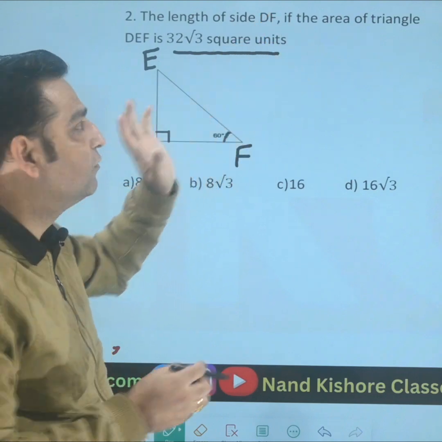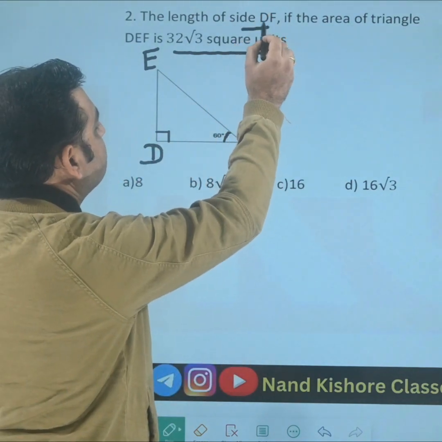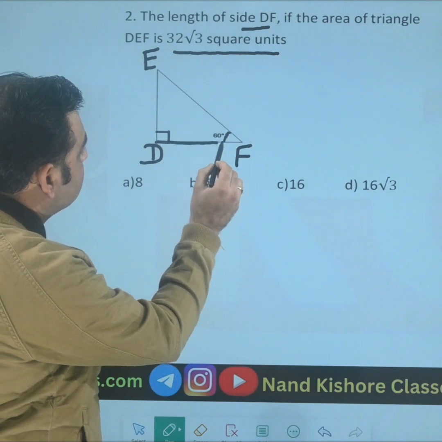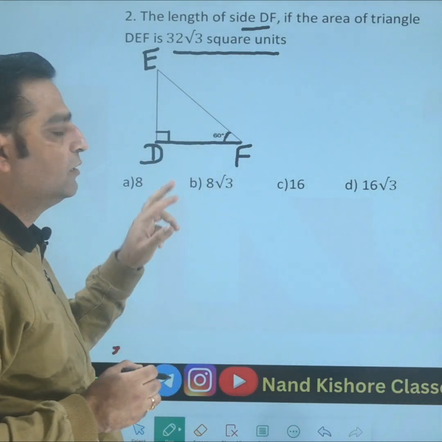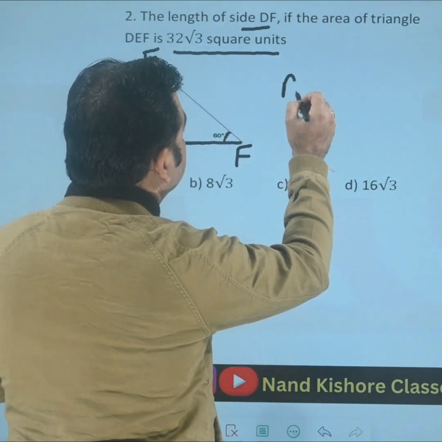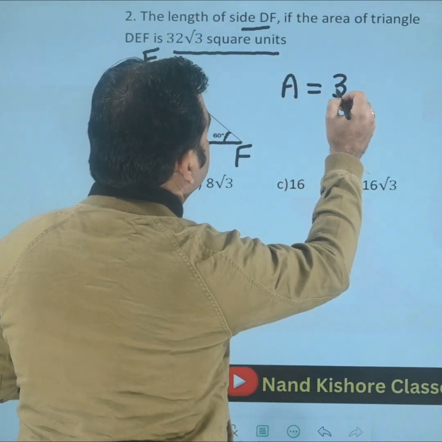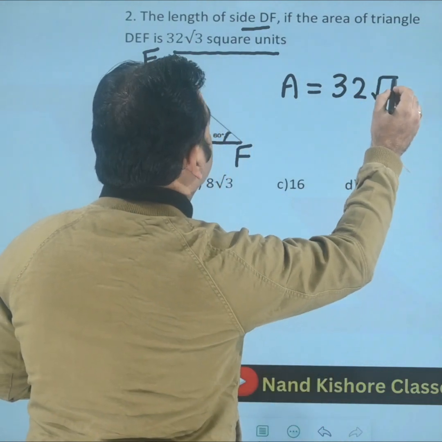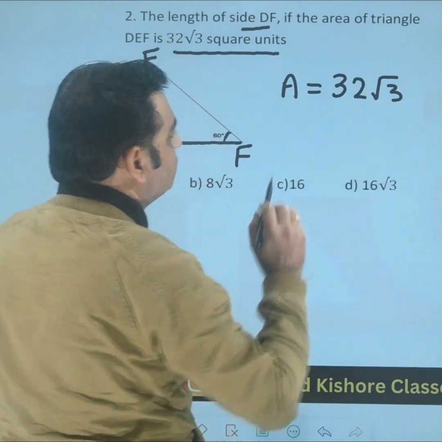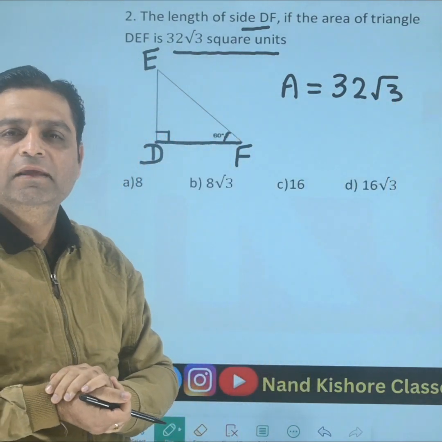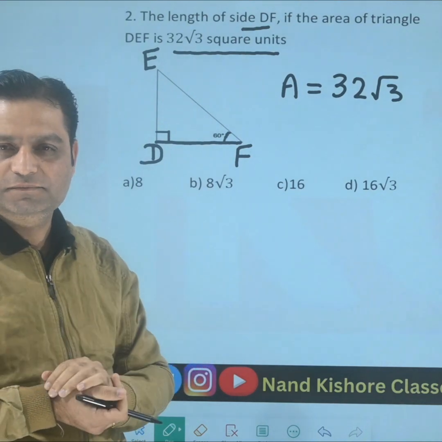What have they told to find? They have told us to find the length DF. Where is DF? DF lies here, which I have darkened here now. This length we need to find. Let me write here, area is given as 32 square root of 3 square units. Square units is also there along with it. Now how to start this question?